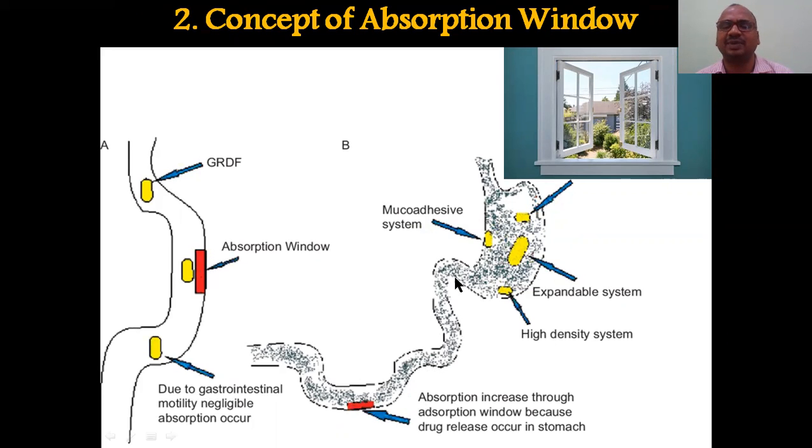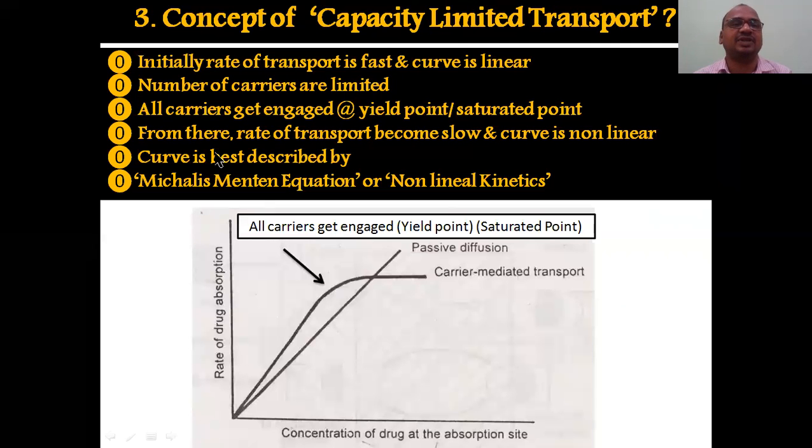The remaining part becomes inactive. There is no transport from there. See here, the drug particle comes here, it will be taken up here and it will be transported. That's why this is called the concept of the absorption window. The absorption window is nothing but a small place anywhere in the GIT which consists of carriers, and only from there does diffusion take place.